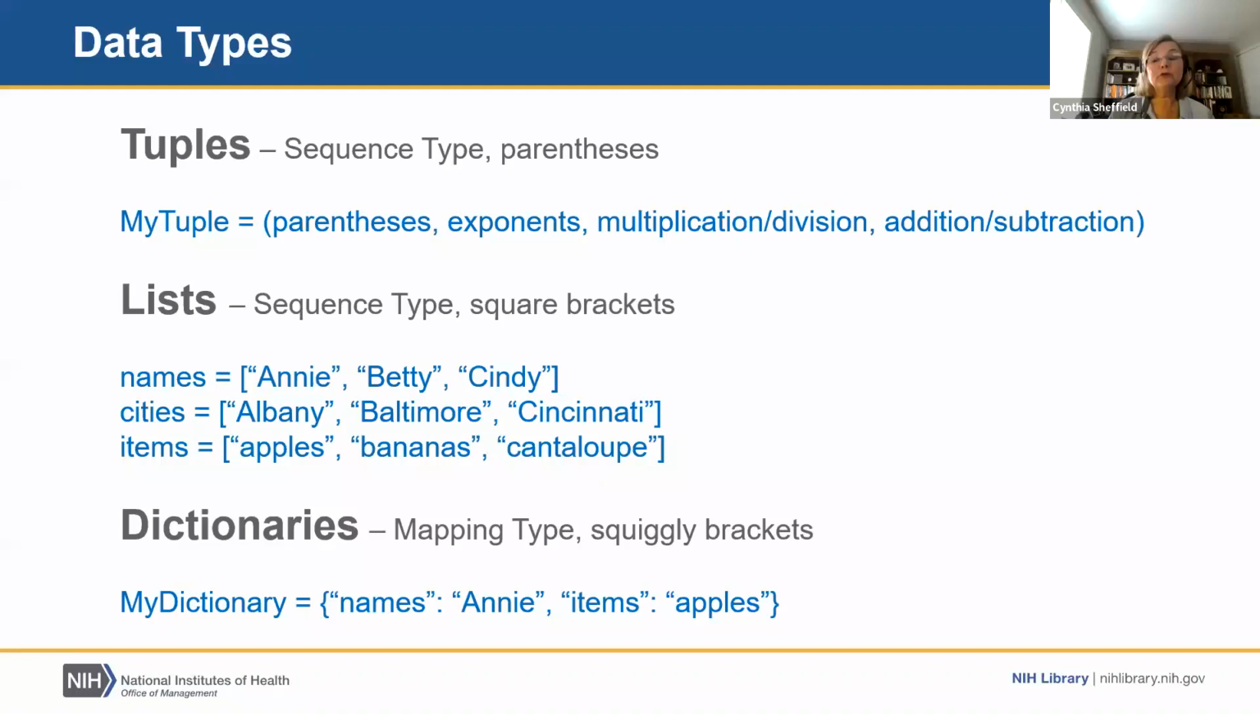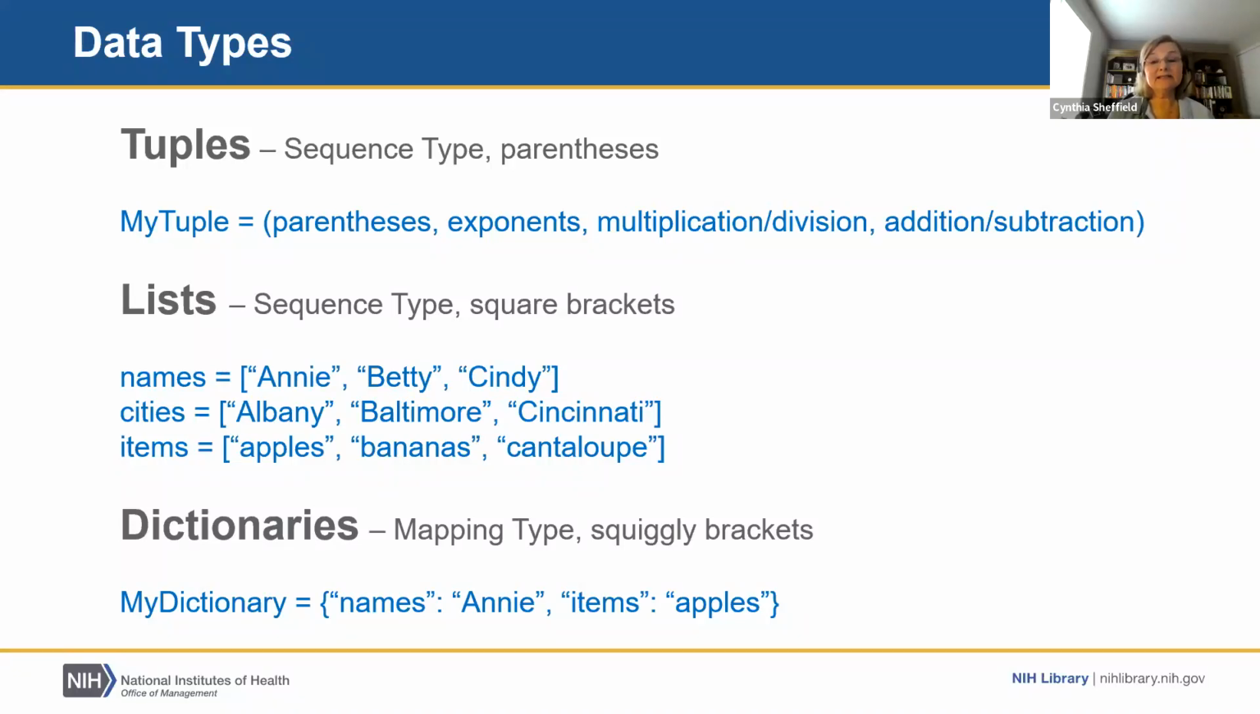So tuples are ordered elements that cannot change over time. They're denoted in Python by being placed within parentheses. One example is found in arithmetic, for instance, the order of operations: Please excuse my dear Aunt Sally.